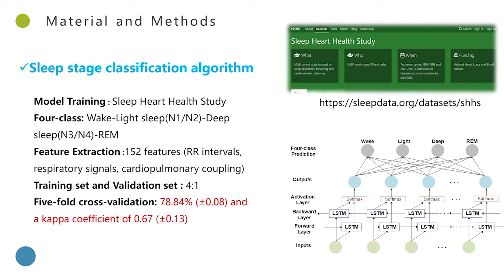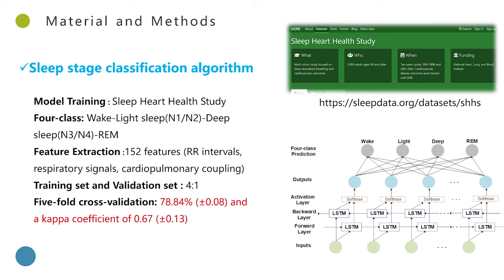Second, I will introduce the sleep state classification algorithm. We use the public sleep database, SHHS, for model training. 4,887 subjects were selected to construct the dataset from the SHHS. To align with our four-class sleep state classification, we converted the sleep stage data to four-class.